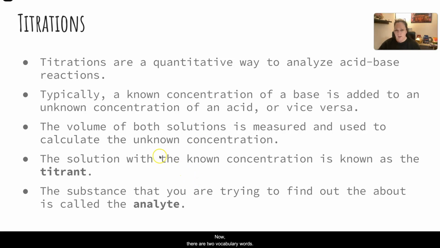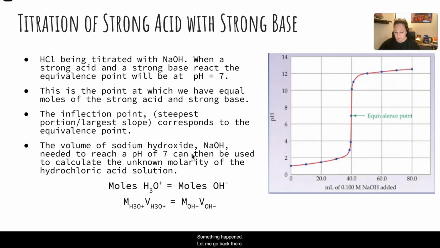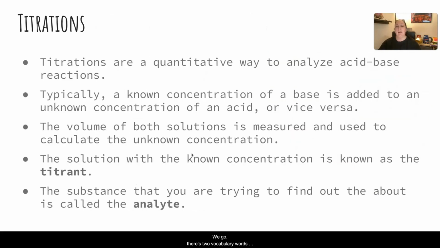Now, there are two vocabulary words that you need to know, and one of them is the titrant, and the other one is the analyte. The titrant is the solution with the known concentration. That's the one we know the concentration of. Obviously, we're going to know the volume that we add of that once we get to the end. The substance that we're trying to figure out, the one we are analyzing because we don't know its concentration, that's the analyte.